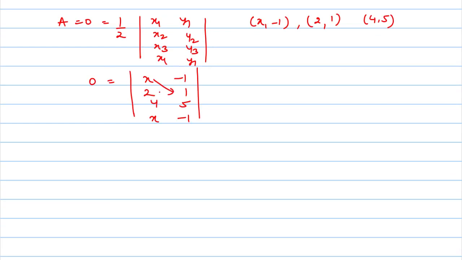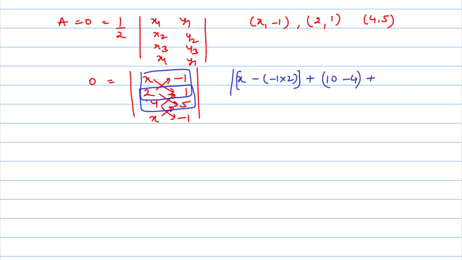If you can remember, we had drawn like this. Now, we'll concentrate on this portion first. x into 1 is x minus 1 into 2 first, plus, then we'll concentrate on this part. 2 into 5 is 10, minus 4 into 1 is 4, plus, then we'll concentrate on this part. 4 into minus 1 is minus 4, minus 5 into x should be 0.